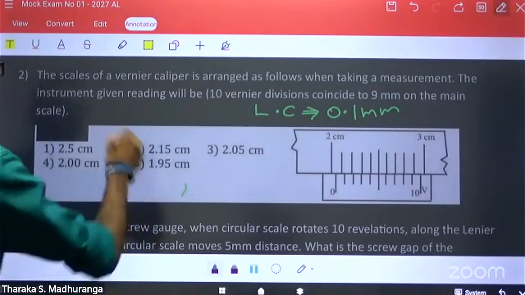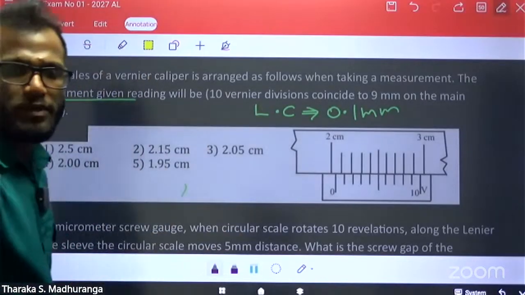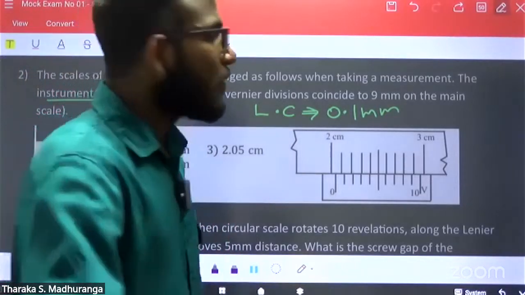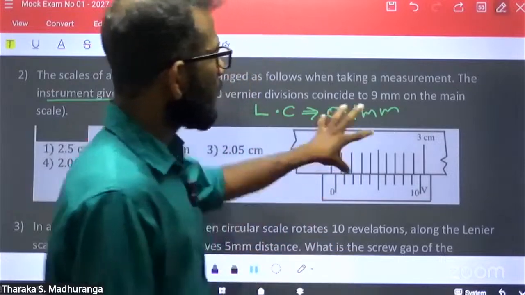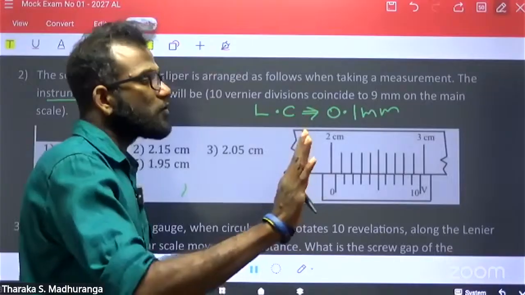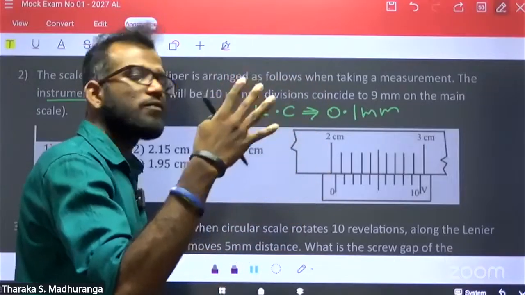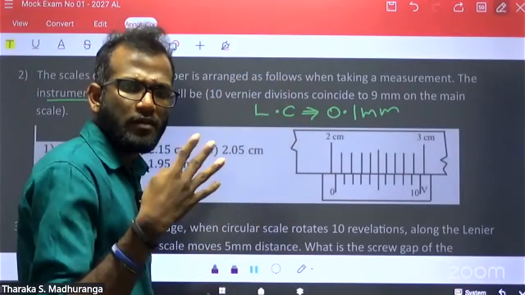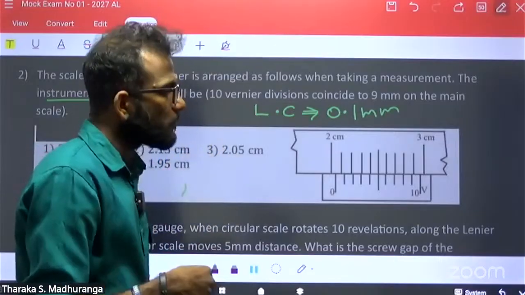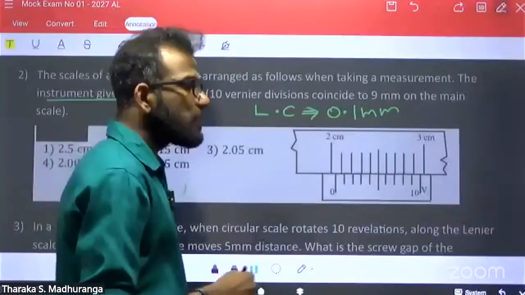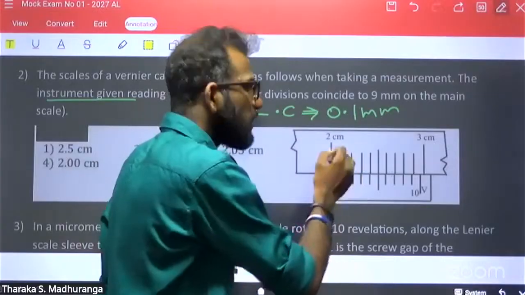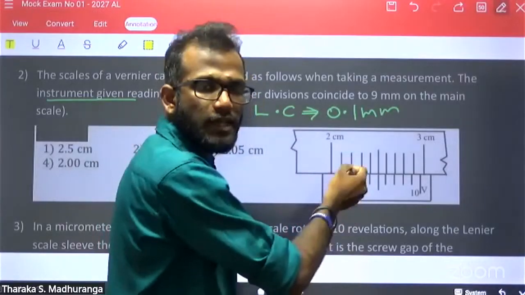Now the instrument's given reading is asked. Okay, do you remember how we read any measurement in a vernier caliper? What are the steps? I explained the measurement reading in a vernier caliper with 4 steps. What is the first one? Get the main scale value. How do we find the main scale value? According to the vernier scale 0.